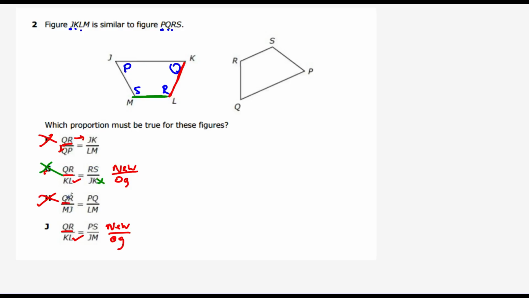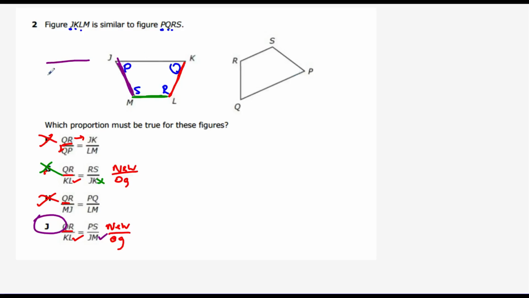So I've crossed off everything else, so I'm really hoping this is the answer. So we got PS, which is the side on the left here, so that should go with JM. Sure enough, there it is. Okay, so if it gives you two shapes, match up the letters.